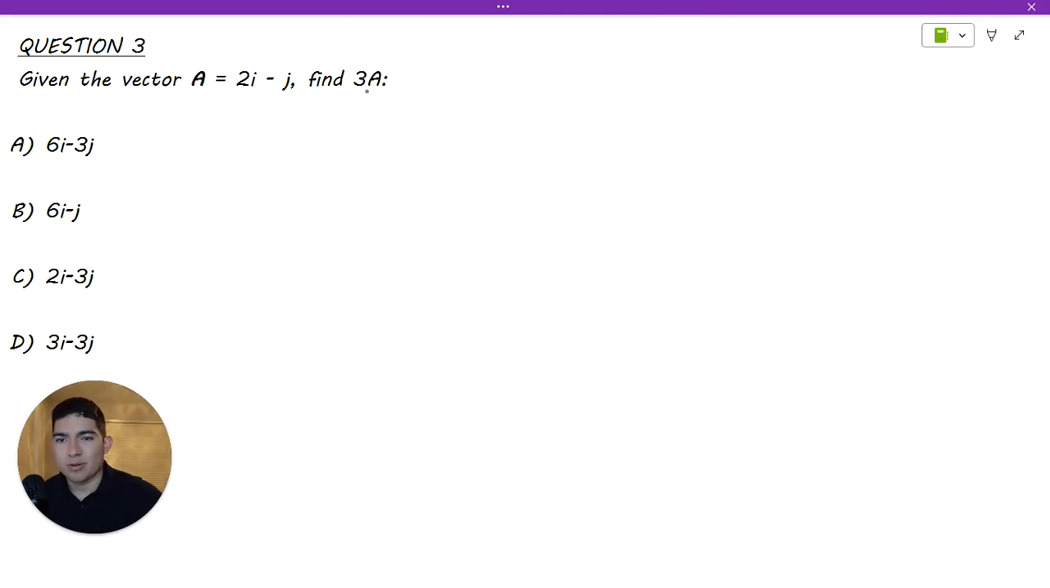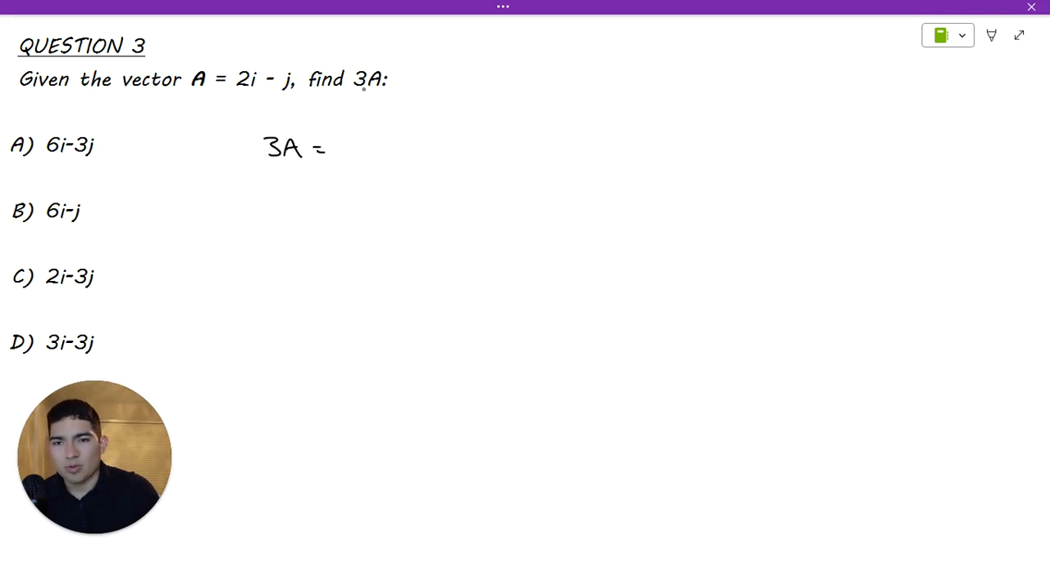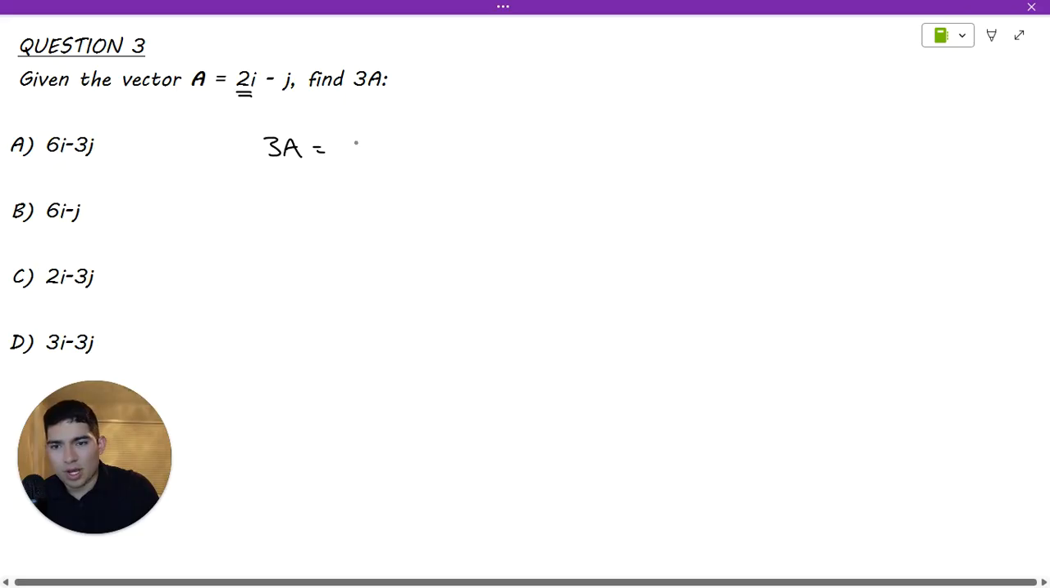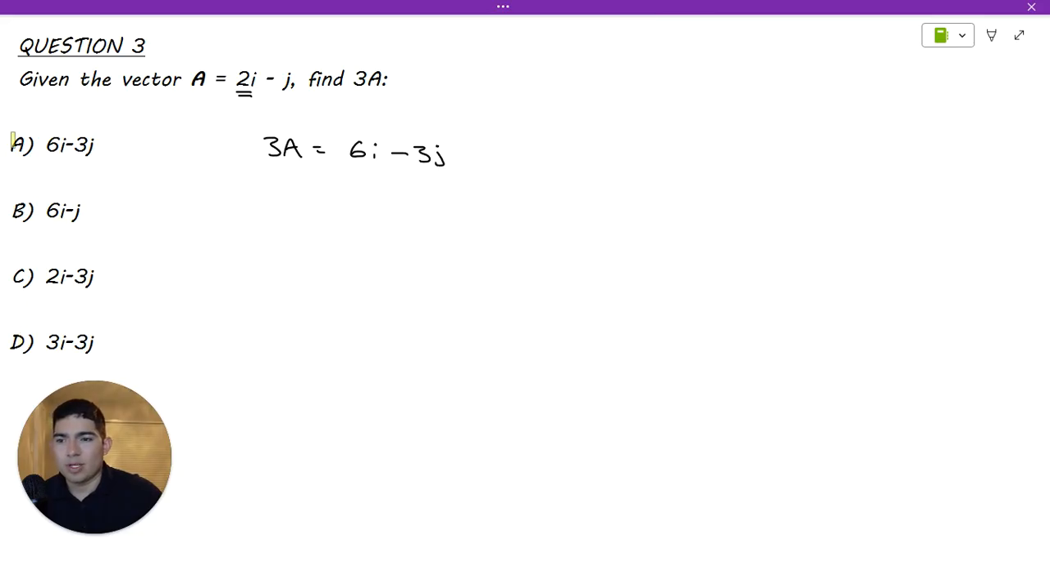Moving on to number 3, now we have something a little different. We are given a vector a, and we need to find 3a. All we really need to do in this case is multiply each component by 3, and that'll give us the result. If we start off with the i component, we're going to get 6i. And then if we go over to the j component, we're just going to get negative 3. So that is going to be our result, and our answer for this one is going to be A.